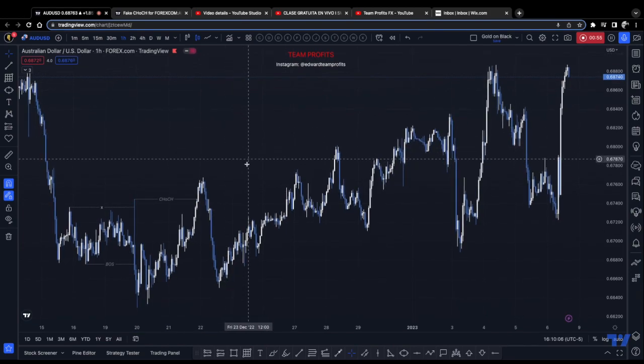Change of character right there. Change. We have a change of direction happening in this area. Let me actually change this to the arrow. Yeah, you can see better. So you see that the market is taking the previous high right here after the BOS, okay, after the break of a structure right there.